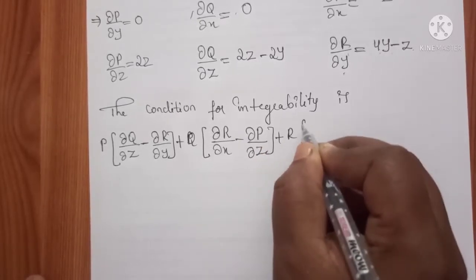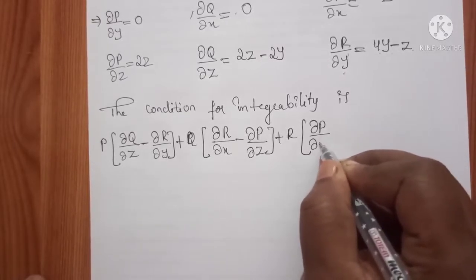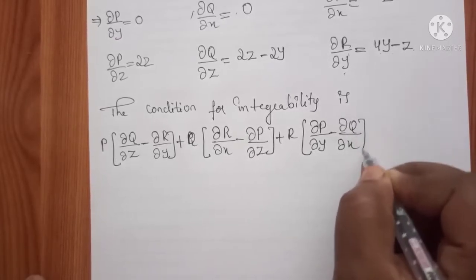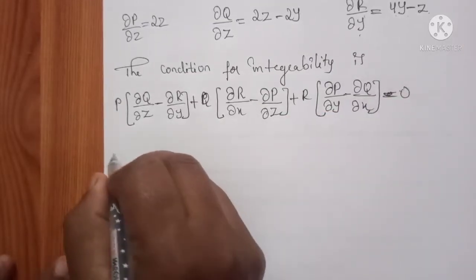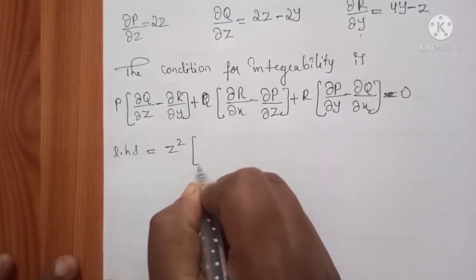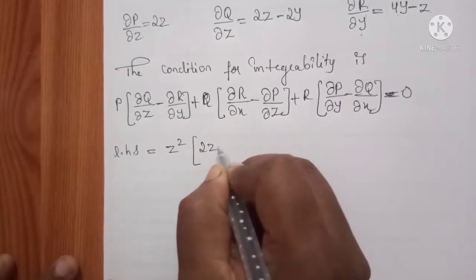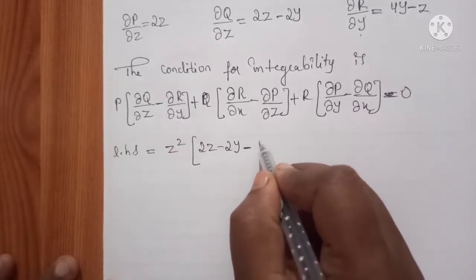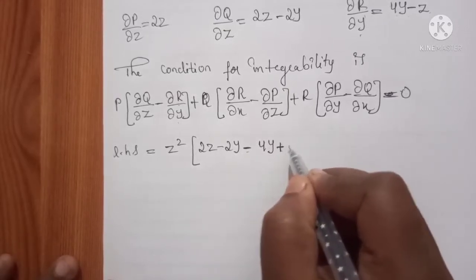plus r into ∂p/∂y minus ∂q/∂x equals 0. Substituting the LHS, p value is z², ∂q/∂z. ∂q/∂z value is 2z minus 2y minus ∂r/∂y. ∂r/∂y value is 4y minus z. Minus into minus we get plus z.